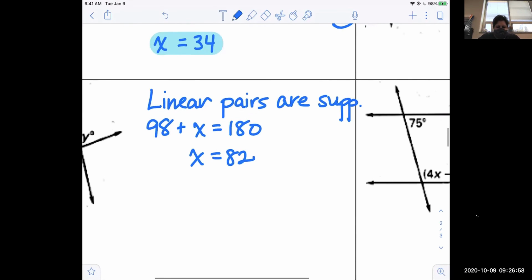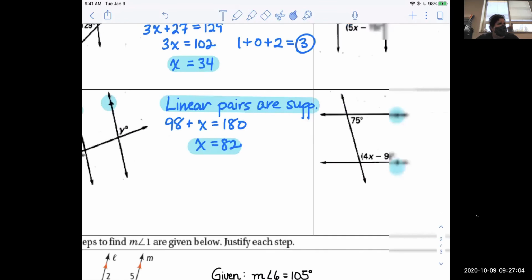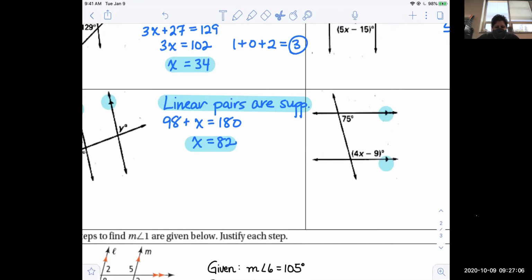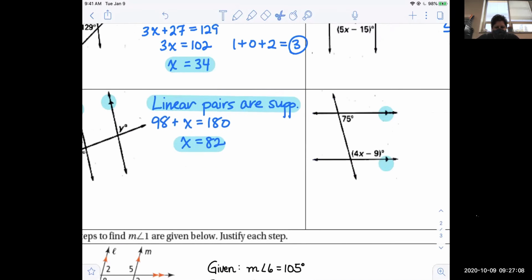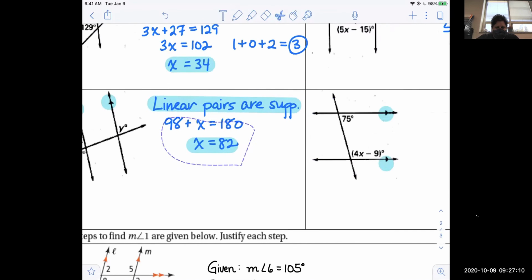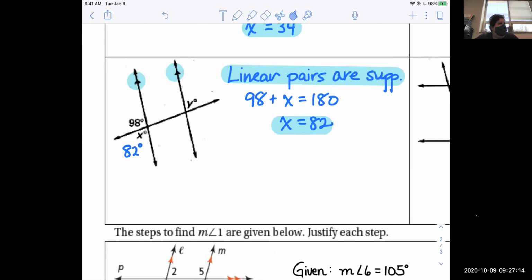Okay, so this one is not actually using the parallel lines at this point. So sometimes your reason might be linear pairs are supplementary, or maybe it'll be vertical angles are congruent. It does not have to be one of these new postulates or theorems. Okay, and then what would Y have to be?